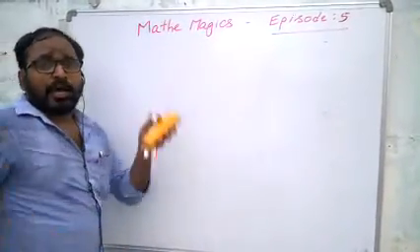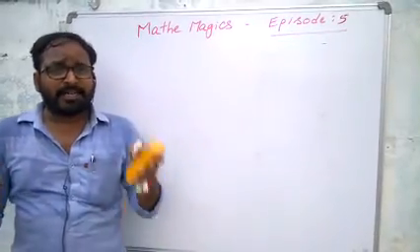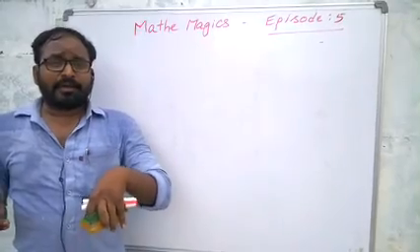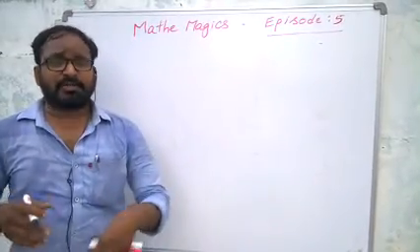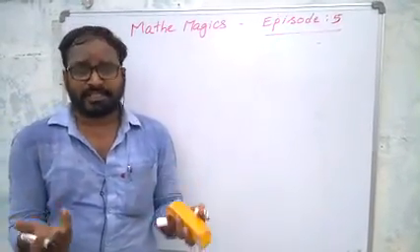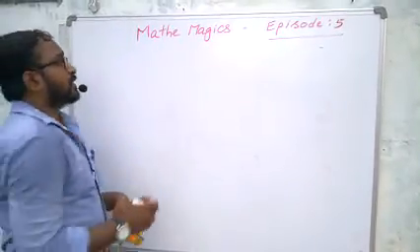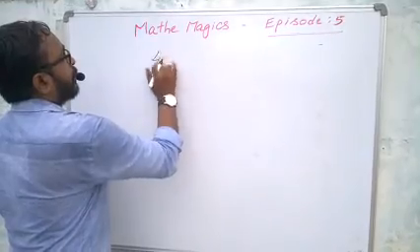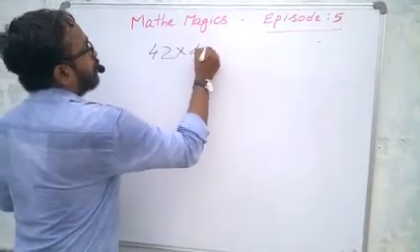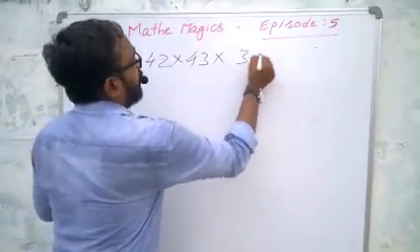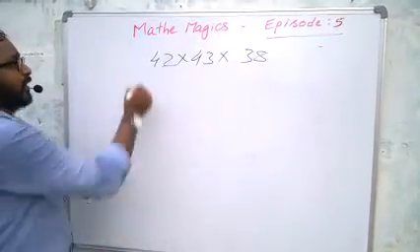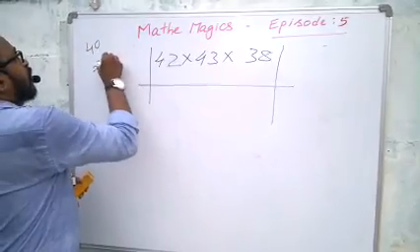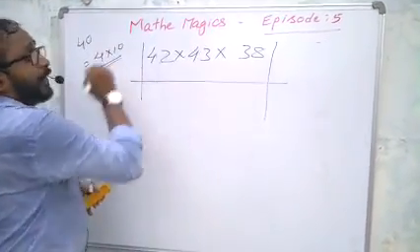Now we deal with the base method. Already we learned base methods by using 100, 1000, 10,000, like that. And here are different methods with different bases like 40, 50, 60 or 500, 600, like that. So how do we get it? For example, if you want to find the product of 42 into 43 into some 38. How do we calculate? Here the base is 40. 40 in the sense 4 into 10.